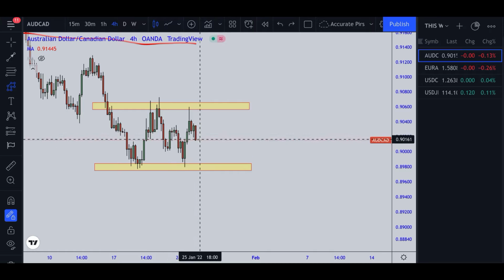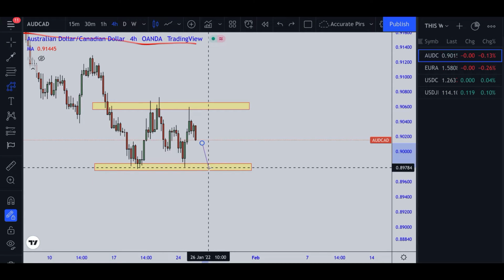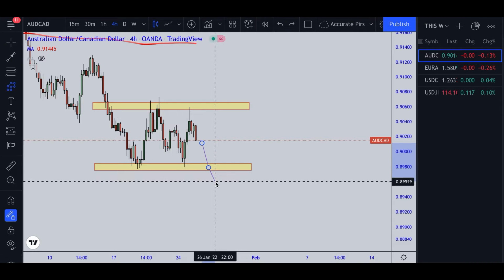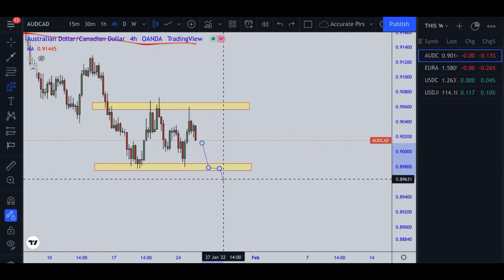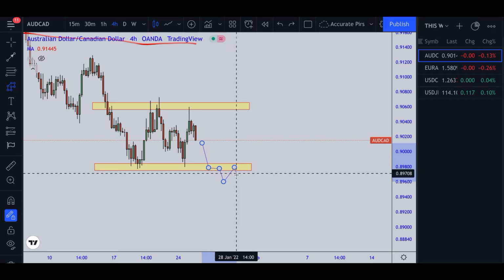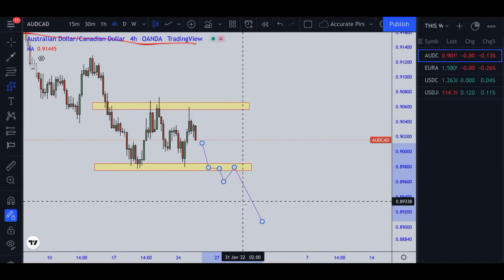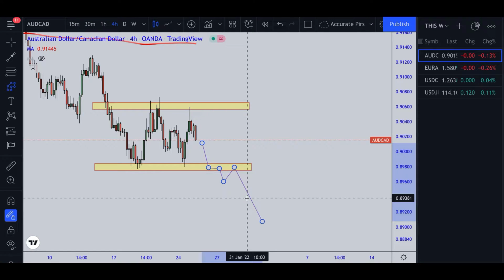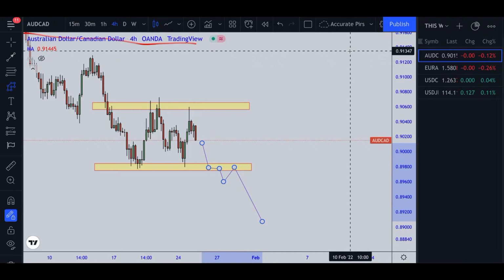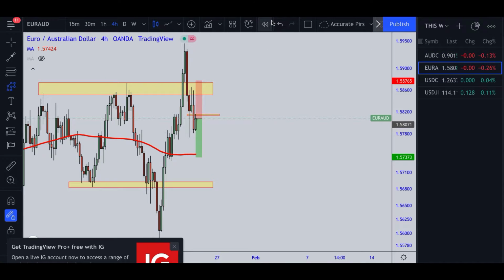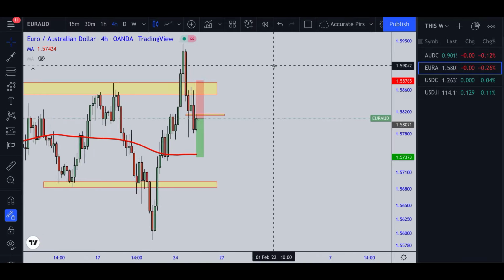Scenario 2 would be a break towards the downside. So push towards the support level, probably play around this level, then get a break, push back up, and then there we go, head towards the downside. I'll probably try to pick up anywhere between 30-40 pips off a break of the currency pair. Next, we're going to have Euro AUD.